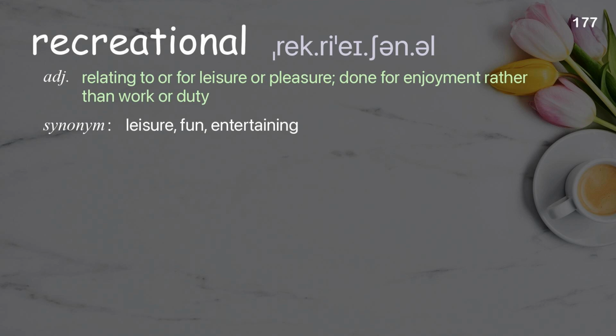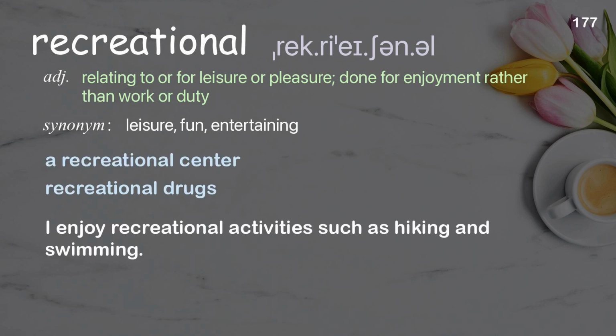Recreational. Relating to or for leisure or pleasure; done for enjoyment rather than work or duty. Examples: A recreational center. Recreational drugs. I enjoy recreational activities such as hiking and swimming.